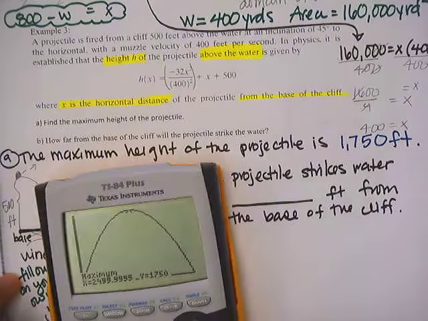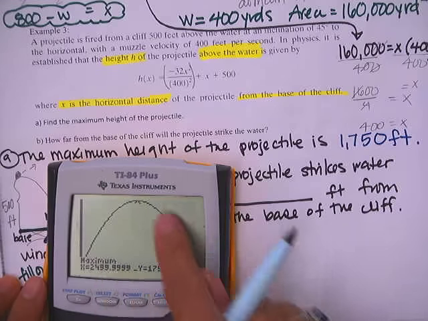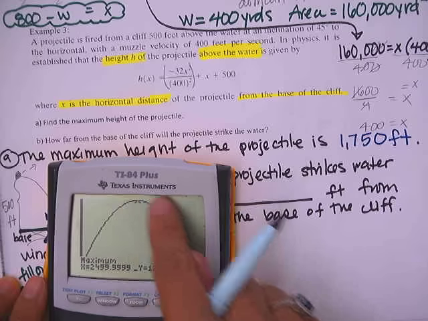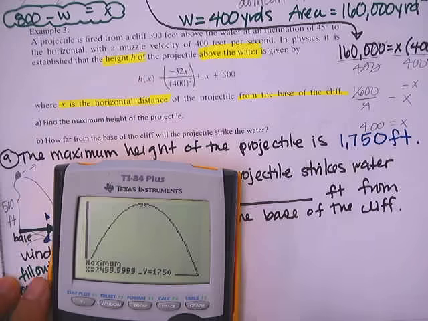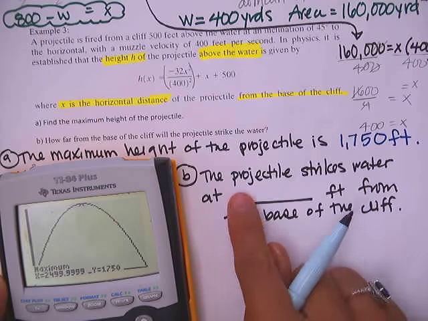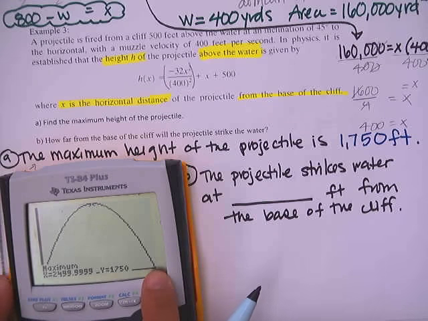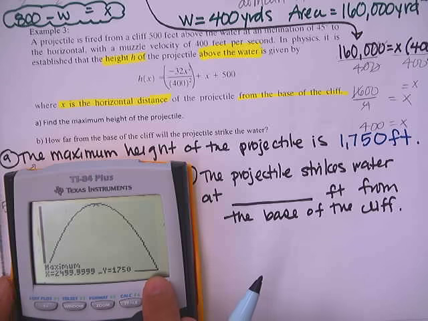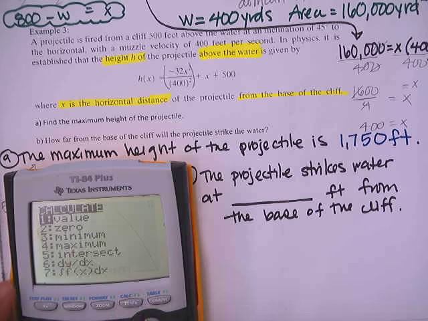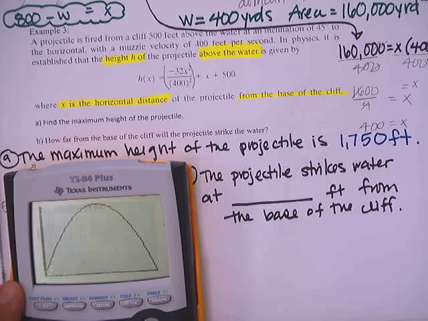Ready? All right, here is my awesome graph, right? This is the path of that particular item that we are shooting. It went up, it went down. So, if I want to know how far it traveled, then that means the y value is 0. Okay, so that's what we're going to need to find. I want to find when y is 0. So second trace, I want to find 0, which is this piece right here.